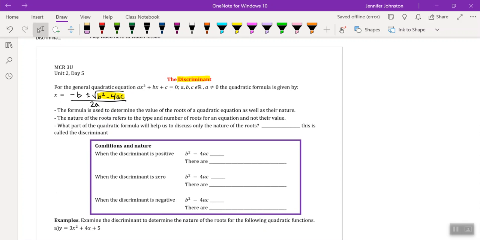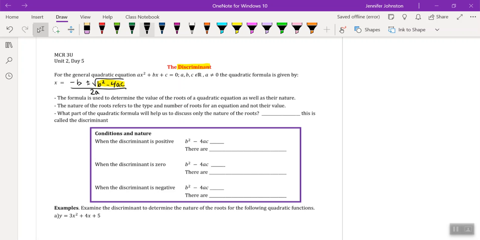The formula here can be used to determine the values of the roots of a quadratic equation, as well as their nature. The nature of the roots refers to the type and number of roots for an equation and not their value. So it's just telling us how many roots there are. Are we going to have something that looks like it's going through the x-axis twice, so 2 distinct real roots? Are we going to have one place, so 2 equal real roots, or no places, so 2 complex conjugate roots?